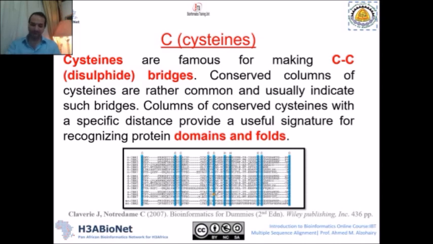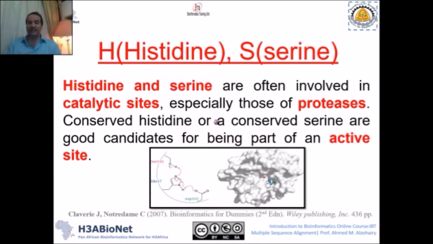Also, histidine and serine. Histidine and serine are often involved in catalytic sites, especially those of proteases. So a conserved histidine or conserved serine is a good candidate for being part of the active site. That's why you should keep your eye open for these two amino acids, to understand whether there is really an active site there or not.